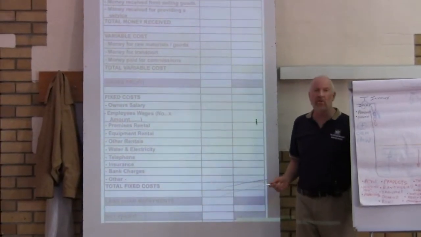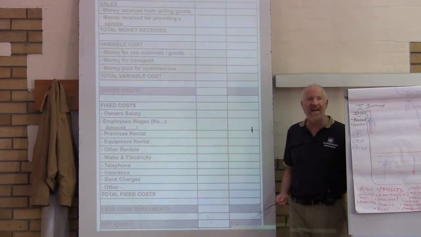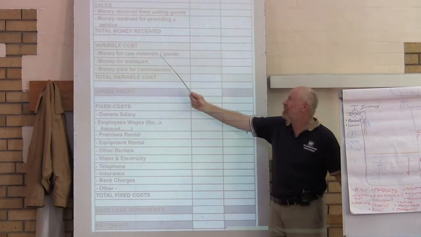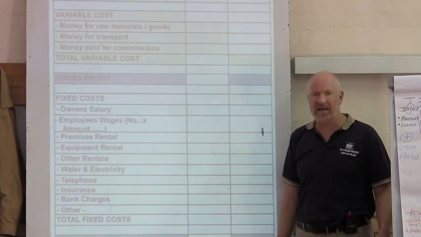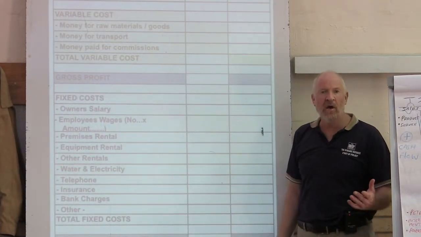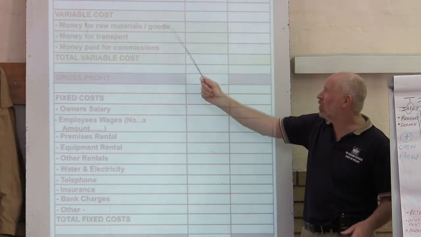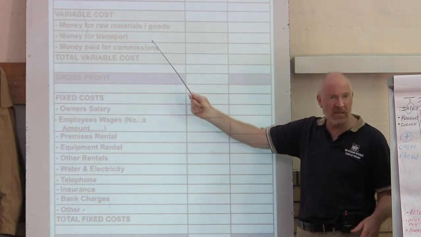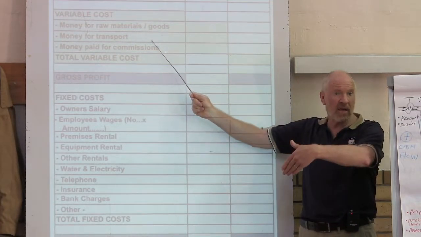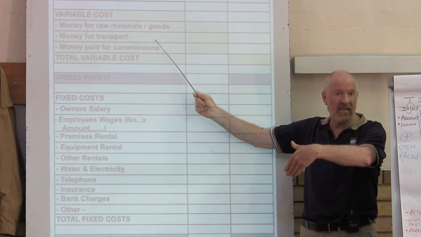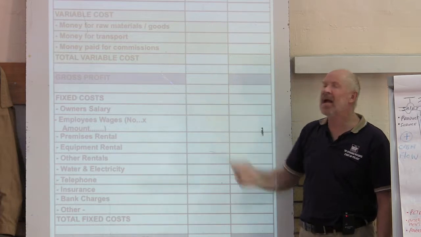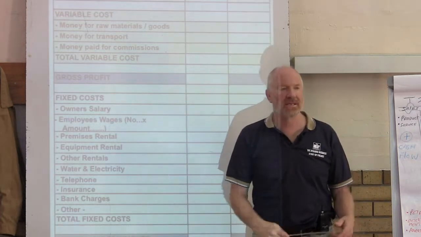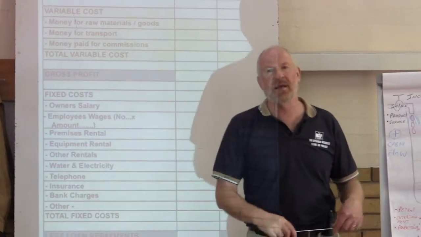Okay, so let's go through rather what you can put under your variable cost. So, money for raw material or goods. Goods is another word for products. Okay, so your money for your raw materials or your goods. Money for transport. Remember when we did the cost categories, we said money for transport was a variable cost item. Money paid for commissions. What is that?